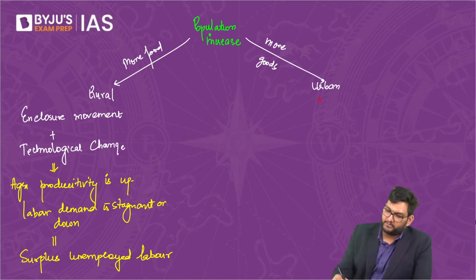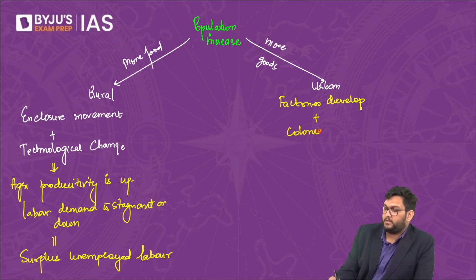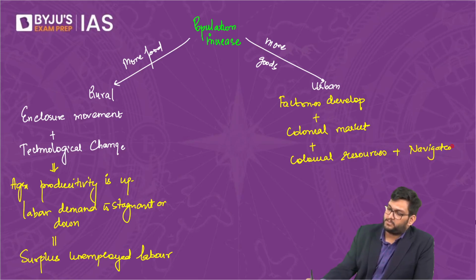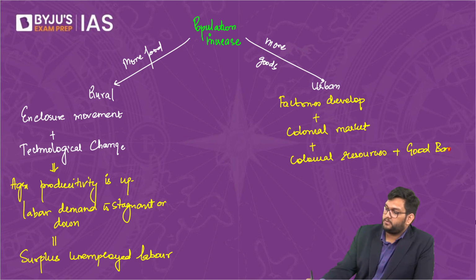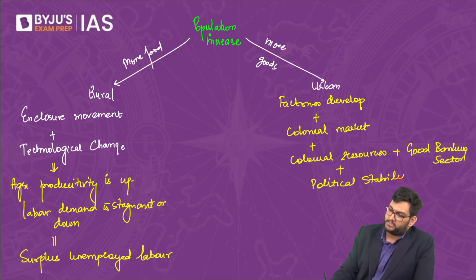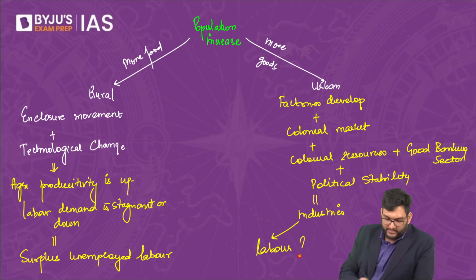On the other hand, urban: factories develop plus colonial market plus colonial resources plus navigation, rather good banking sector plus political stability equals industries, and industries need labor. That labor comes from rural to urban mass migration.